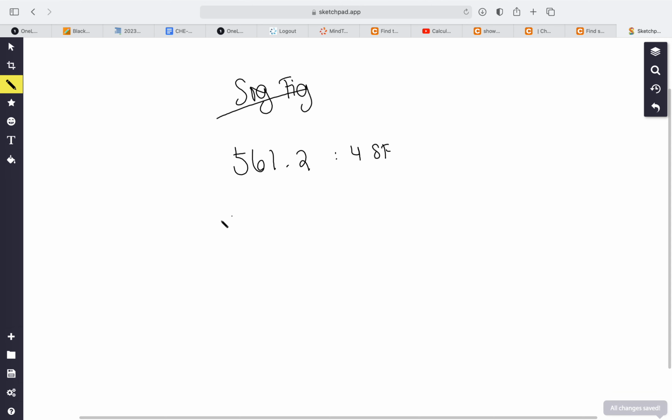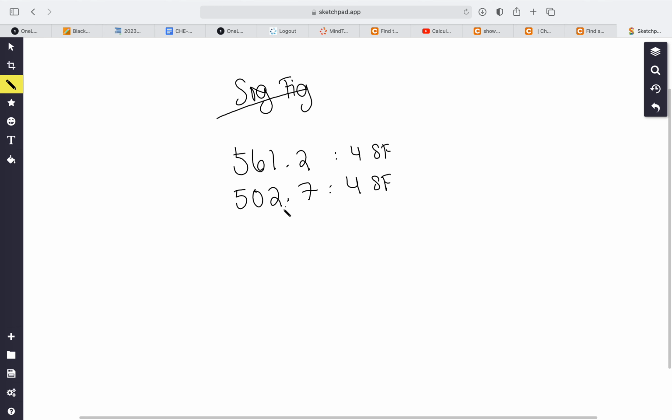The next one is that if there's a zero in between these numbers, then that zero is significant. So if we have 502.7, this is also going to be 4 sig figs because the zero is in between the two numbers.